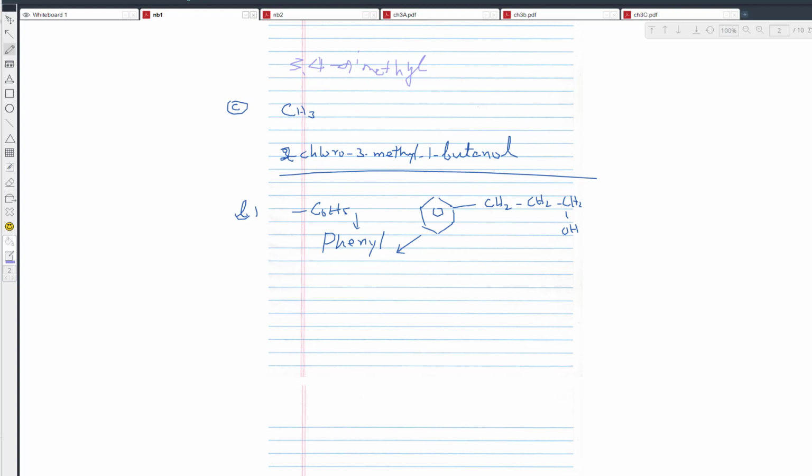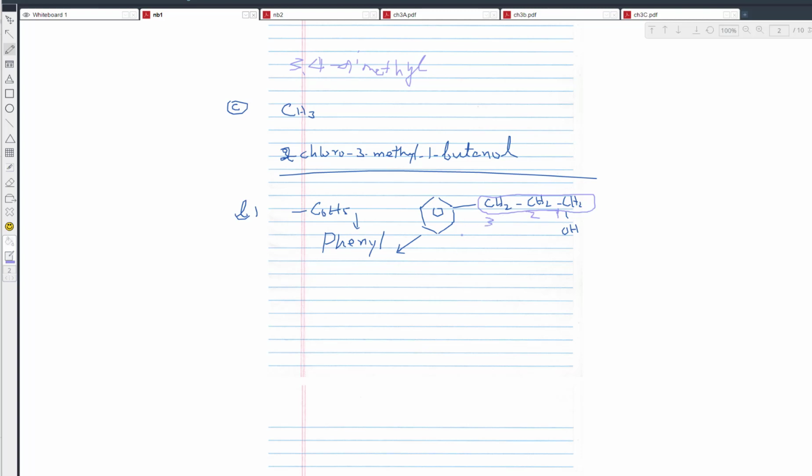So what is your main chain in this case? Since OH is on the end, can you just make a rectangle there? Yes, you're right. This is your main chain. And now start numbering from which side? Right here. 1, 2, 3.